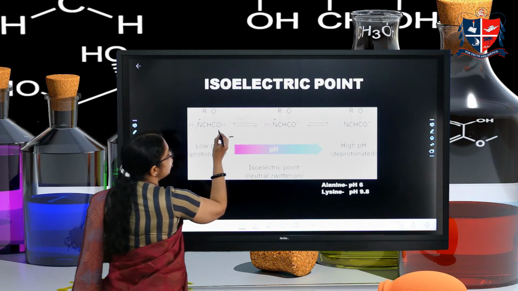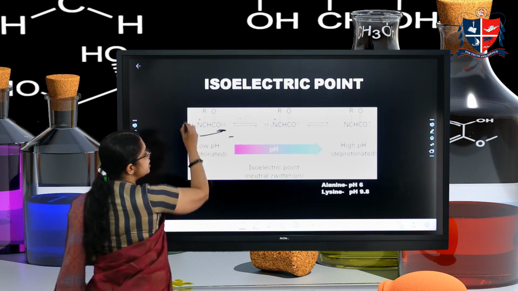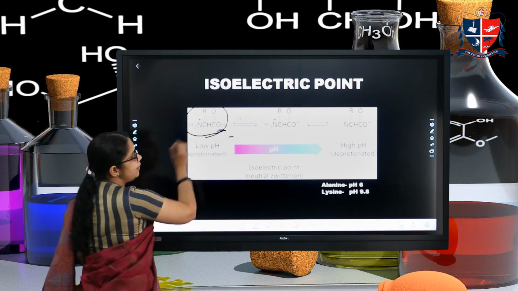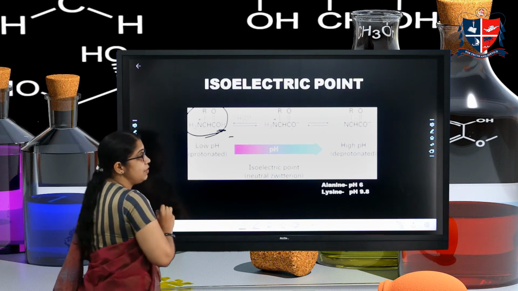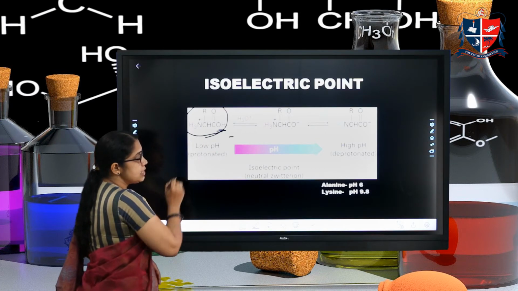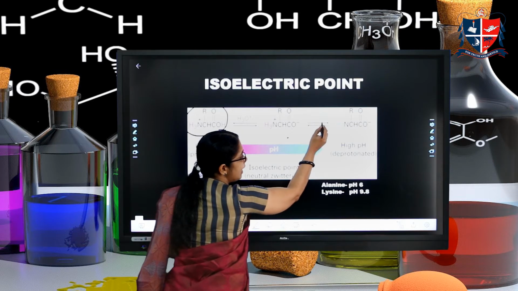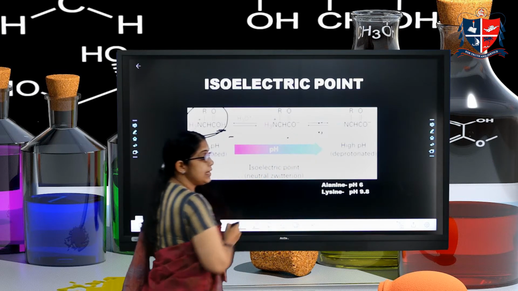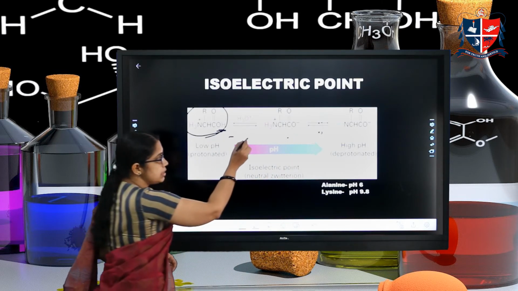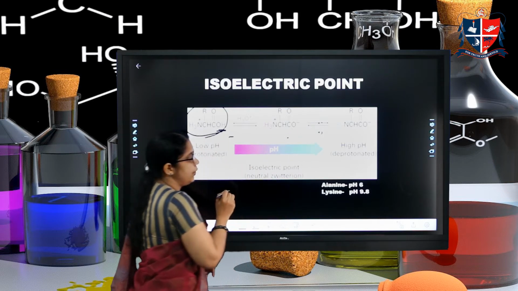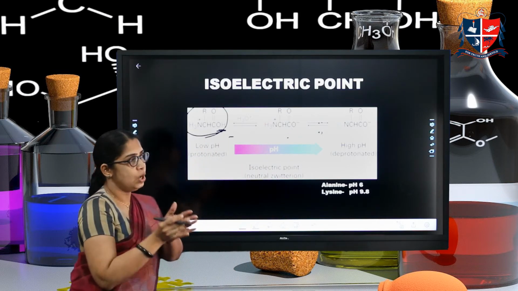This COO minus now becomes COOH, and now this becomes a cation, or a positively charged ion. Similarly, if this amino acid is put in an alkaline solution, which means it carries OH minus, or a solution having high pH, what happens?